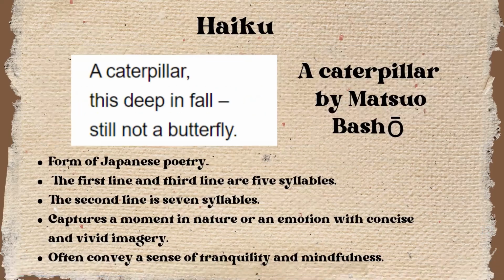Okay, the next one is a haiku. A haiku is a form of Japanese poetry with a simple structure: 3 lines with the following pattern. The first line and the third line are 5 syllables, and the second line is 7 syllables. It traditionally captures a moment in nature or an emotion with concise and vivid imagery, and it often conveys a sense of tranquility and mindfulness. Let's see the following example.